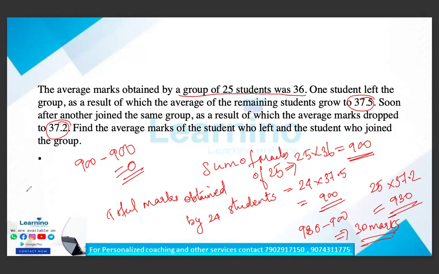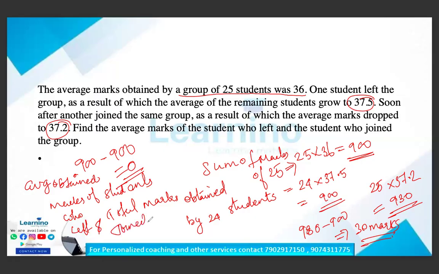So the average marks of the students who left and joined is 0 plus 30 divided by 2, that is equal to 15 marks. 15 marks will be the answer of this.